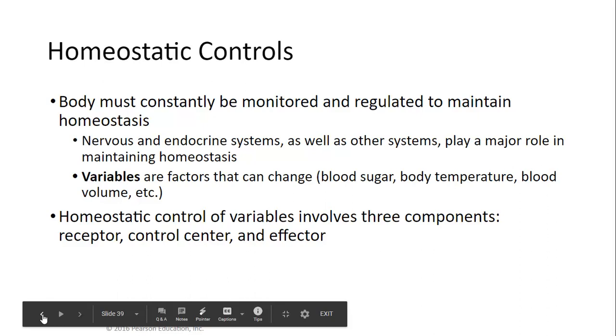So when you're dealing with homeostatic control, you have some type of receptor that's sensing either a chemical or a physical change, like a pressure change. You have a control center, and then you have an effector. Essentially, after the control center determines what needs to be done, it sends out the signal to the effector.